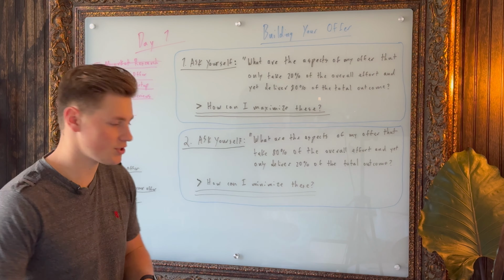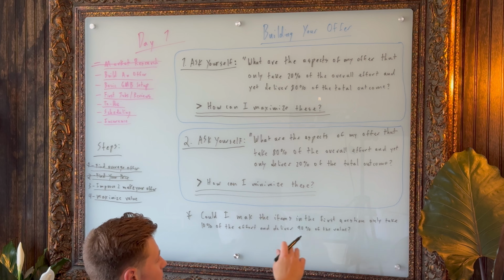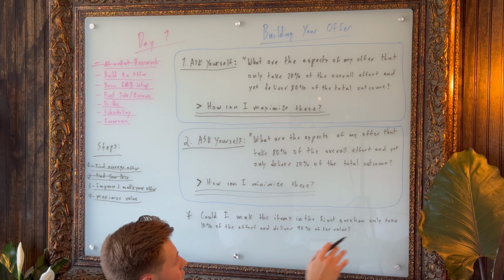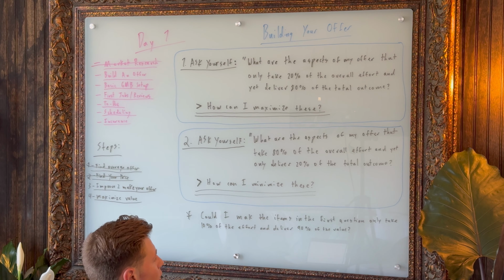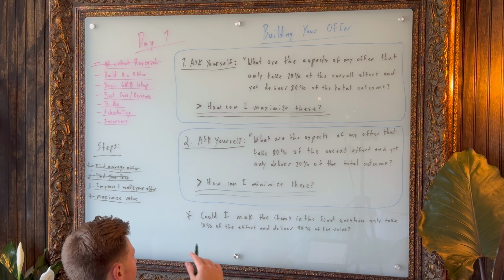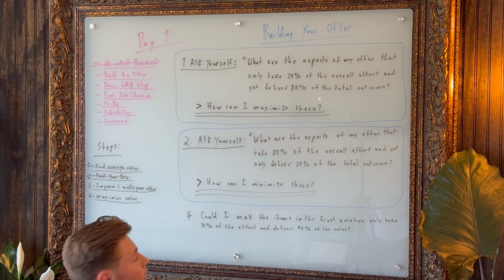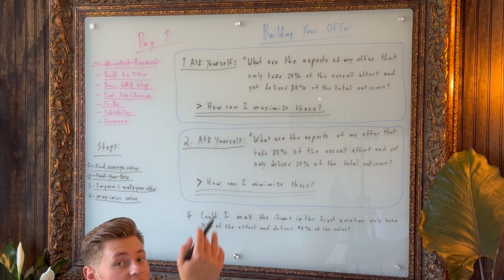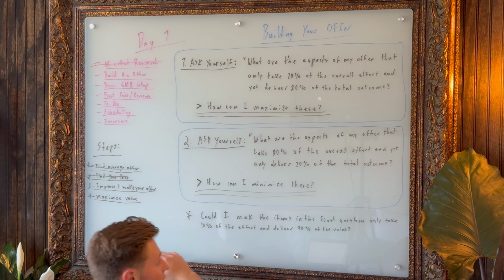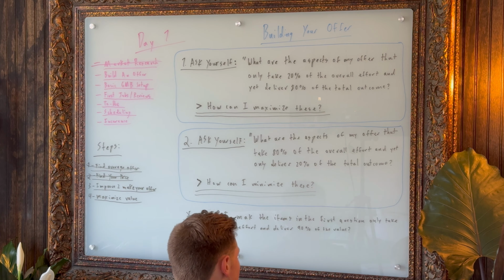The question I want to ask you, and I want you to ask yourself, is: could I make the items in the first question only take 10% of the effort and deliver 90% of the value? Or could I then, once I've made them 10%, delivering 90%, double the amount of them that I'm doing? So now they are taking 20%, but they're offering all sorts of value, 90 times 2, right? Those are the things I want you to think about.